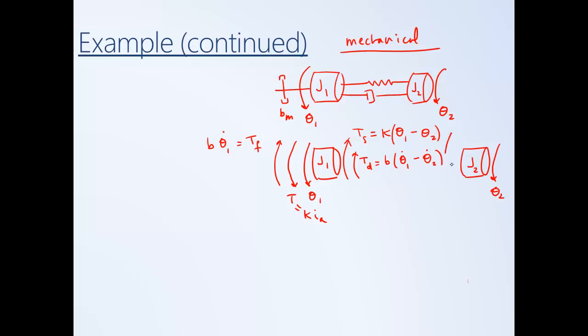So you could imagine that T sub S and T sub D are equal and opposite the application on J sub 1. And this direction, as I've defined it, presumes that T sub S is defined in this manner, where the ordering is theta 1 minus theta 2. If I switch the order of theta 2 and theta 1, then the torques would be positive in the opposite direction.